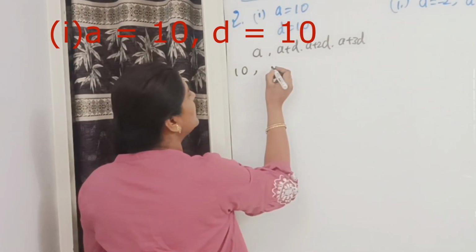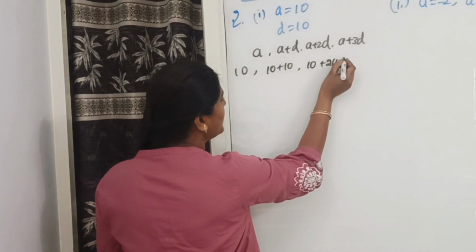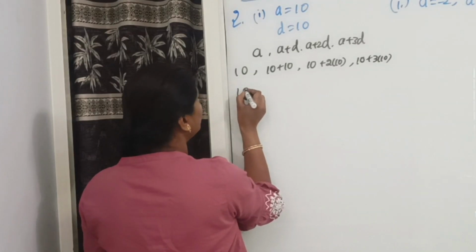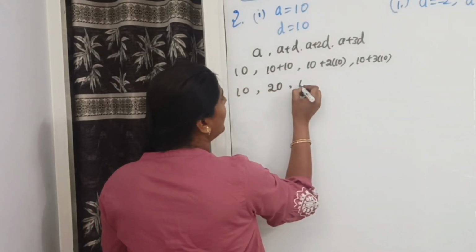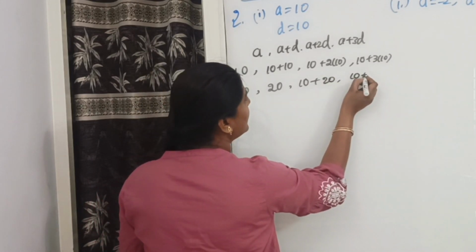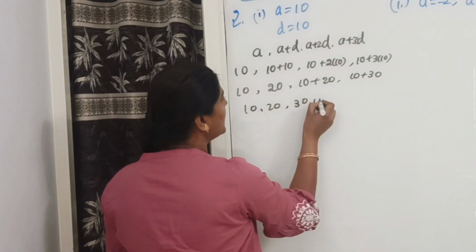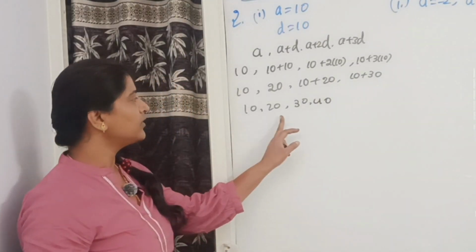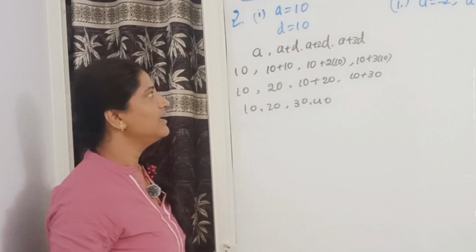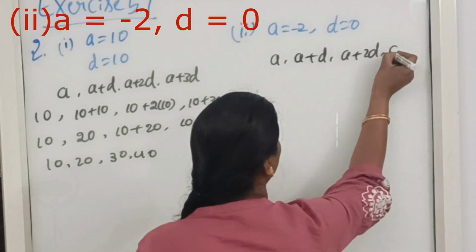So, what is A? 10. What is D? 10. 10 plus 10, and 2D means 2 of 10, and again 3D means 3 of 10. 10 plus 10 is 20, and 10 plus 2 tens is 30, and here 10 plus 3 tens is 40. So 10, 20, 30, 40 are the first four terms of an AP according to the given A and D. Clear? Write the general formula each time, so in that way you get practice.